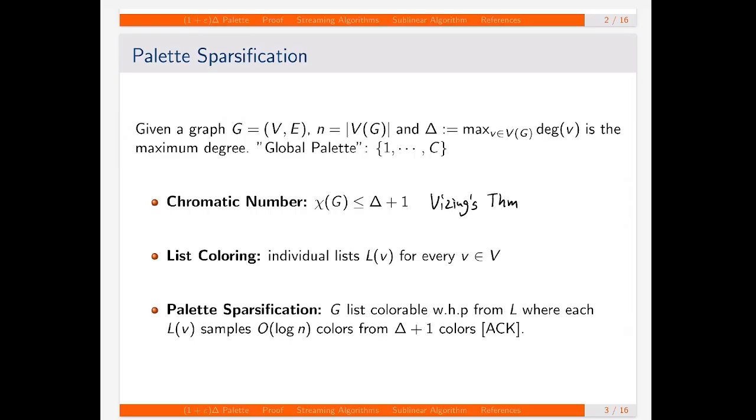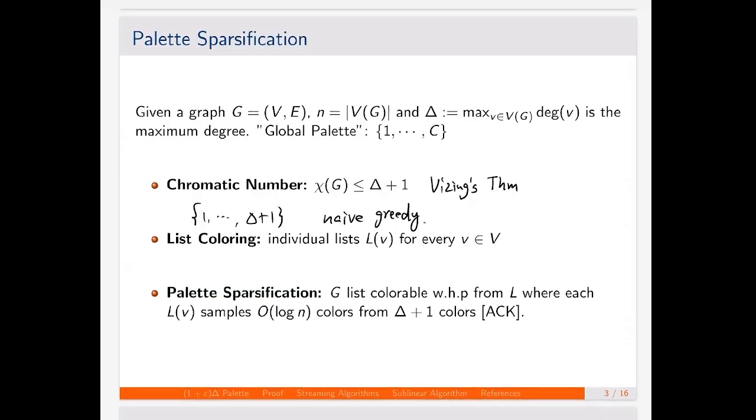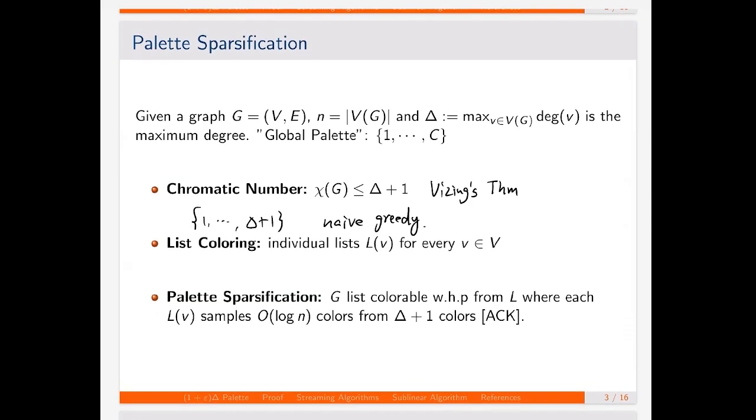Suppose we are given a palette from 1 to delta plus 1, we can actually color the graph by a naive greedy algorithm. There's nothing interesting about it. However, you have to go through all the edges in the graph.